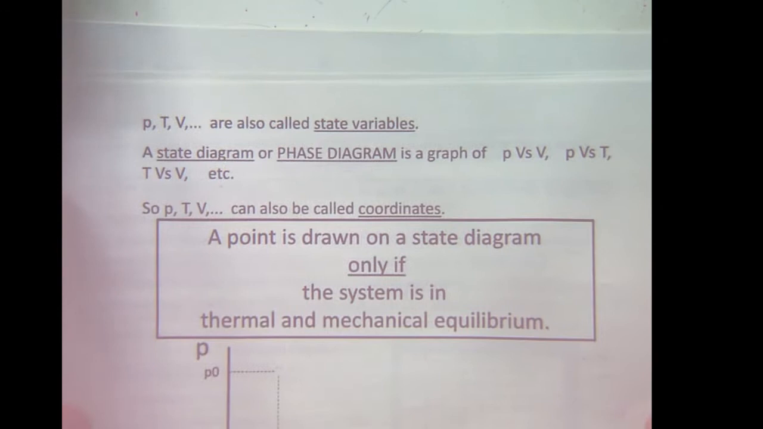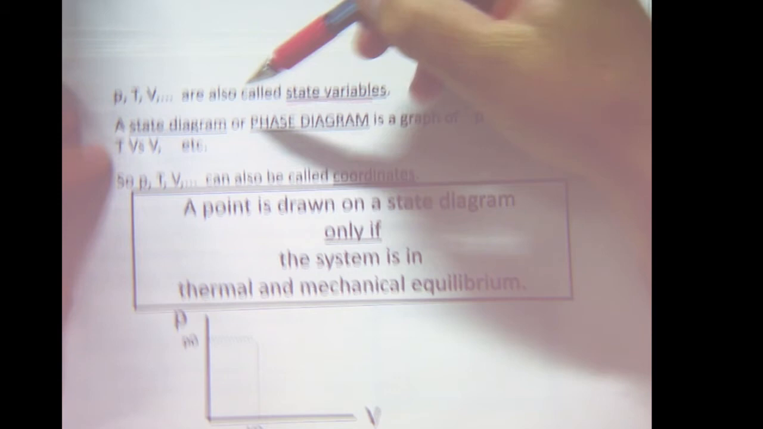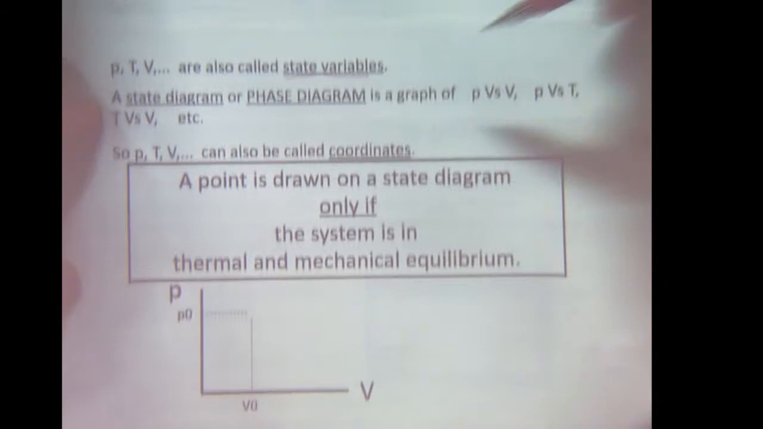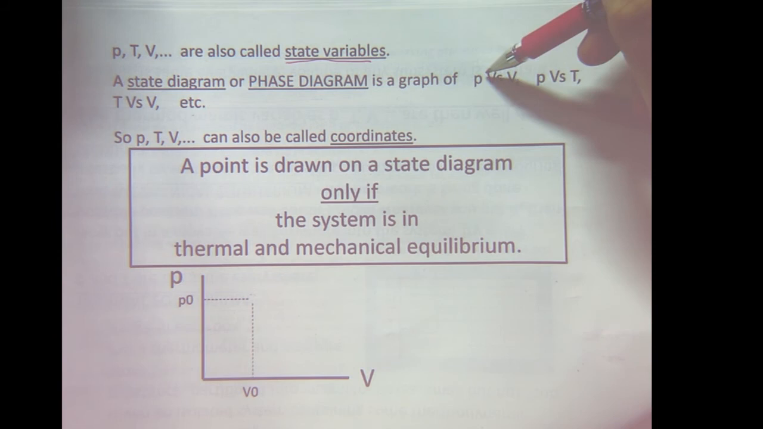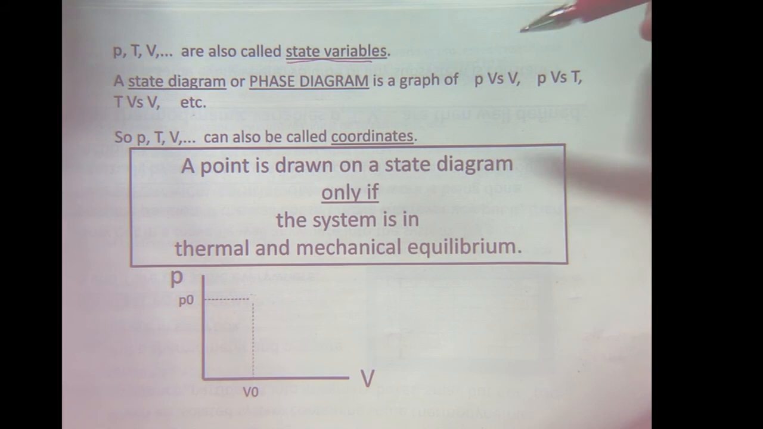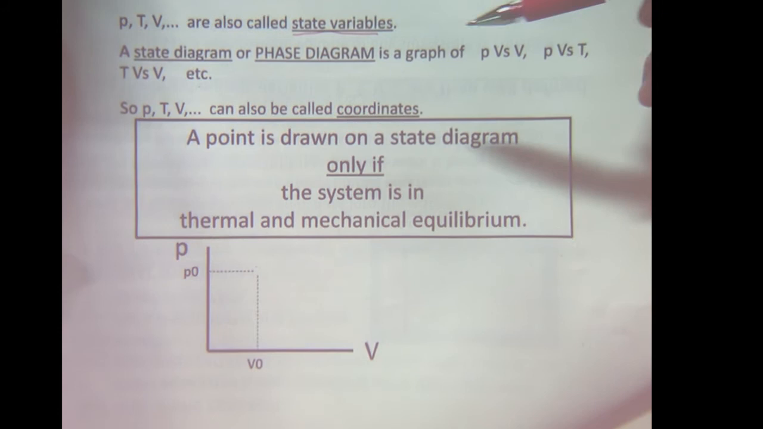Now, a state diagram or phase diagram is a graph of one thermodynamic variable versus another one. Pick any pair, so it's a two-dimensional graph. In fact, you can have three-dimensional graphs. P is a function of V and T, for example. So P, T, and V can also be called coordinates.